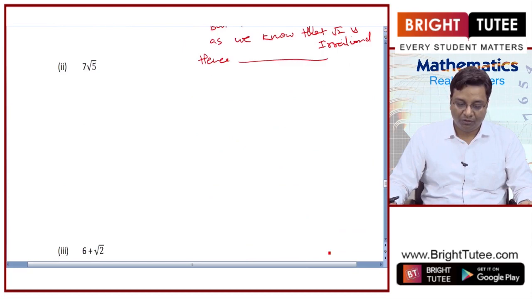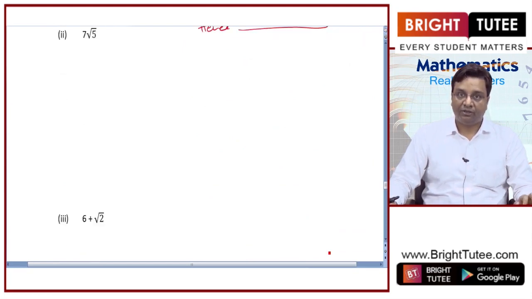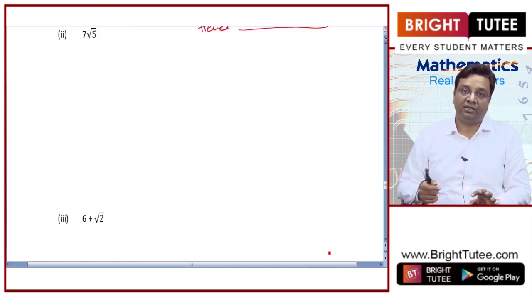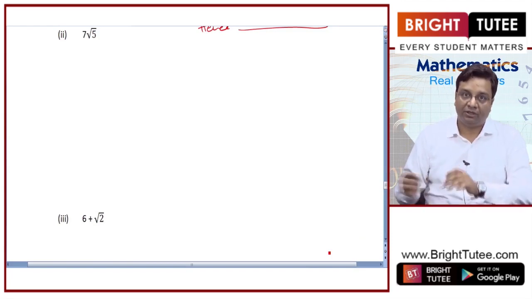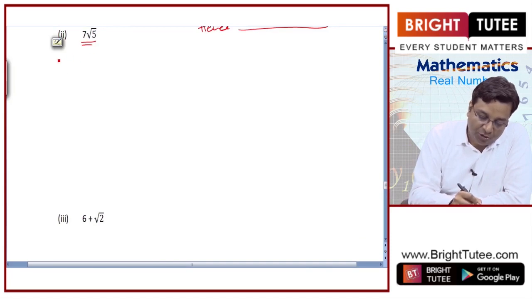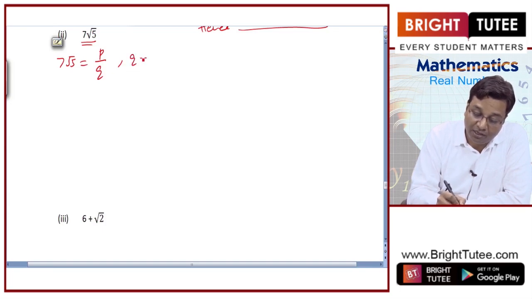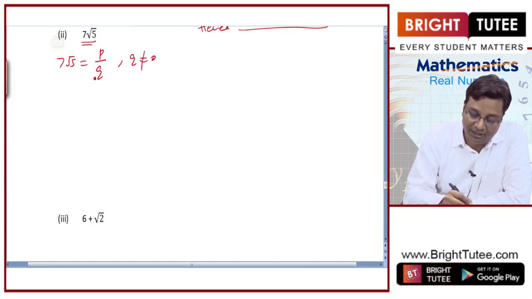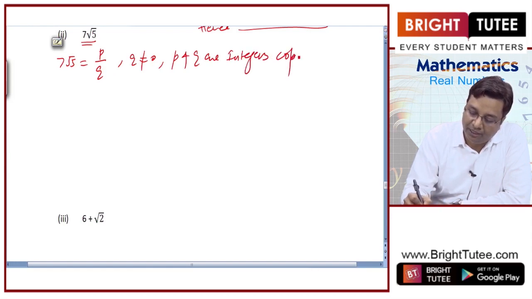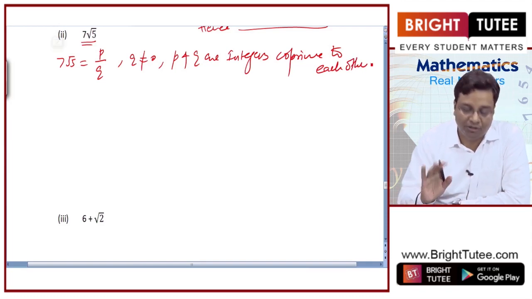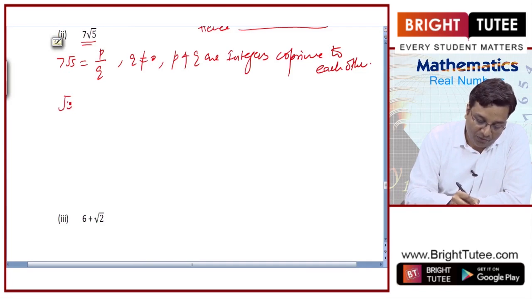Now we need to prove 7 root 5 is irrational. So let me do these questions really fast now that you are comfortable with the concept. The steps are the same. Let's assume 7 root 5 is rational. So we can write it in p by q form, where you will always write that q is not equal to 0, because then it will be not defined. And p and q are integers, co-prime to each other. This is what you will assume. Then you can write root 5 as equal to p by 7q.